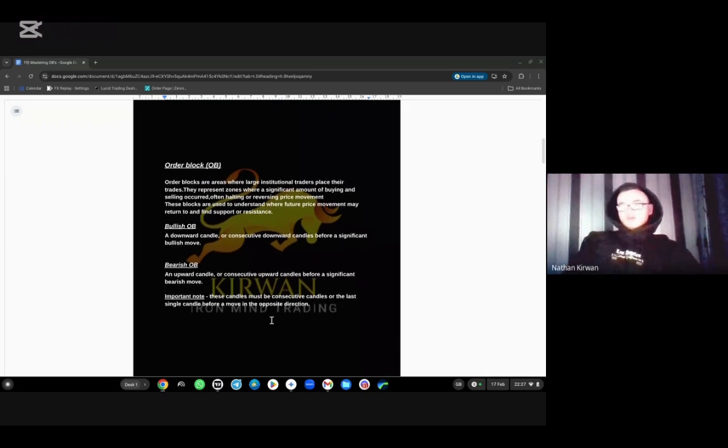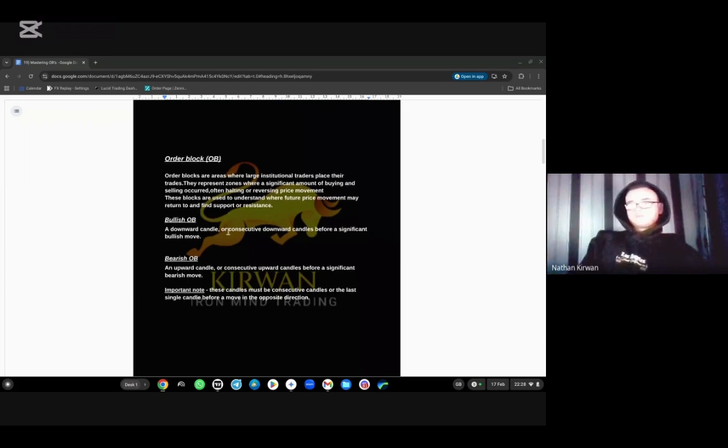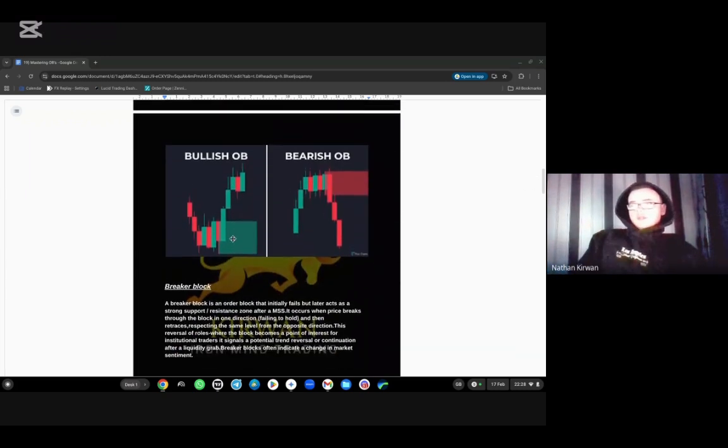And then, an important note: these candles must be consecutive candles or the last single down candle. It can't be two red candles, a green candle, and then a red candle, and then it won't be the whole two red candles, it'll be the last one before it. Now here's an example of a bullish and a bearish order block. Last down candle before a sharp move up that breaks structure. Last up candle before a sharp move down that breaks structure.